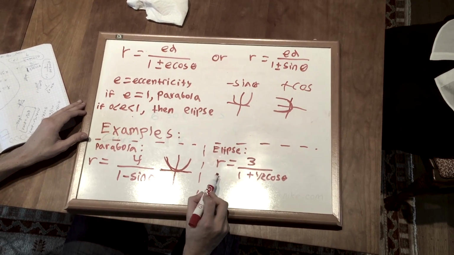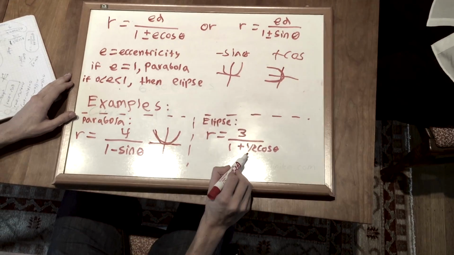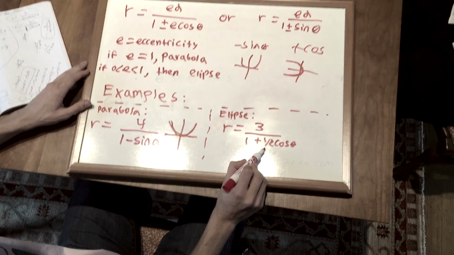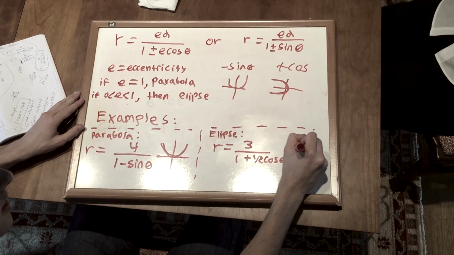Here's an ellipse. R equals 3 over 1 plus 1/2 cosine of theta. Because 1/2 is between 0 and 1, we have an ellipse. This graph will be positioned like this.